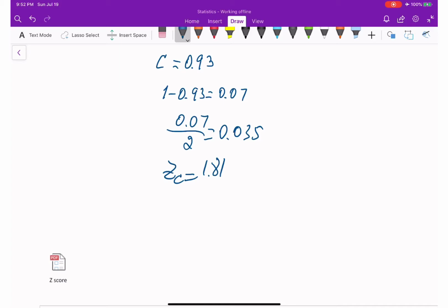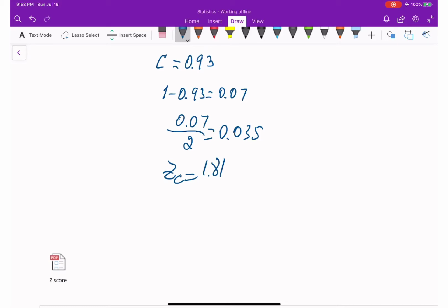So you have to understand a little bit that 0.035 is a probability, it's an area. So you go into the body of the table and find Z critical. Okay, let's see what's going to be next, an interesting one.